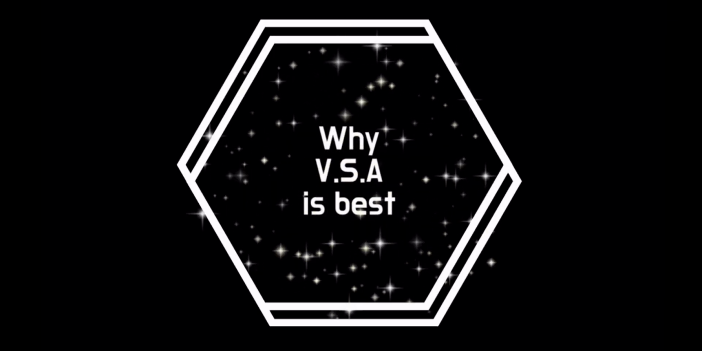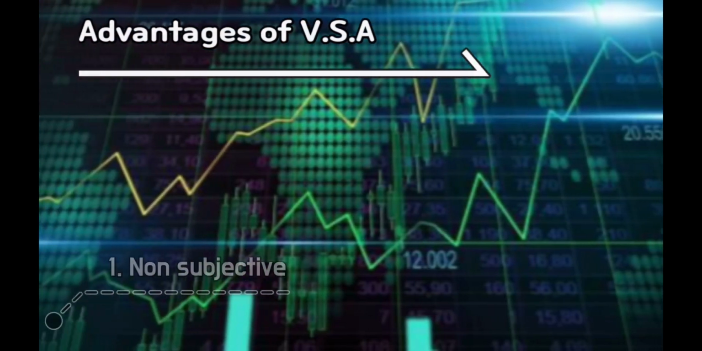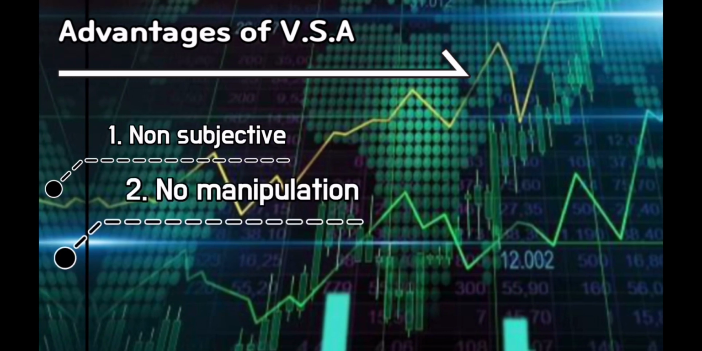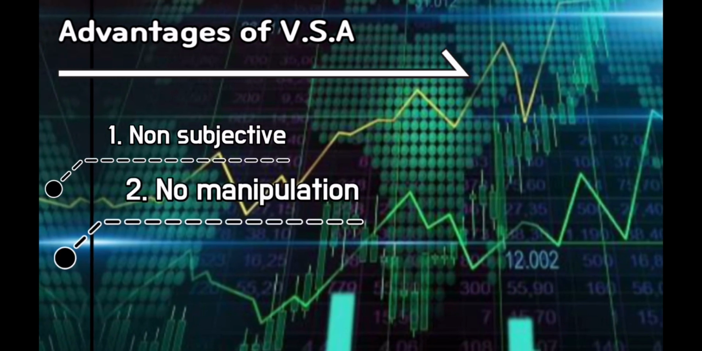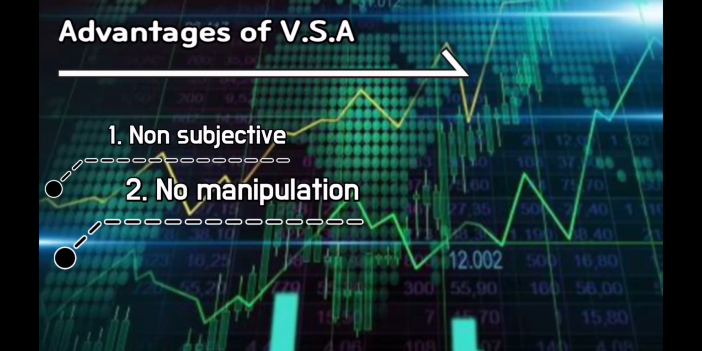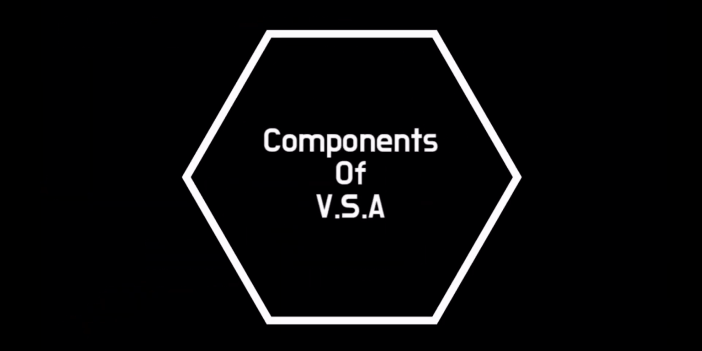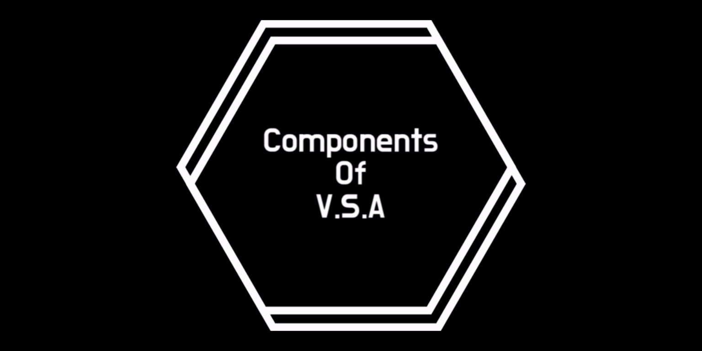Volume spread analysis is one of the best methods to analyze a market because it is non-subjective. It is not prone to smart money manipulation, as the method itself is used for detecting smart money activity. It finds the imbalance between supply and demand and the underlying reasons behind the market movements. Let's see the components of volume spread analysis.